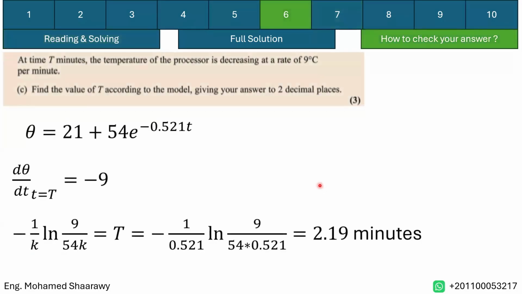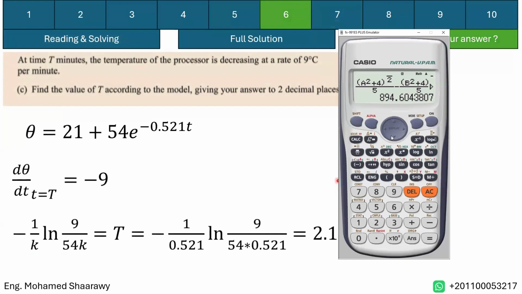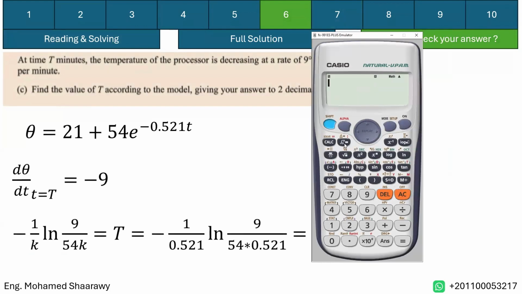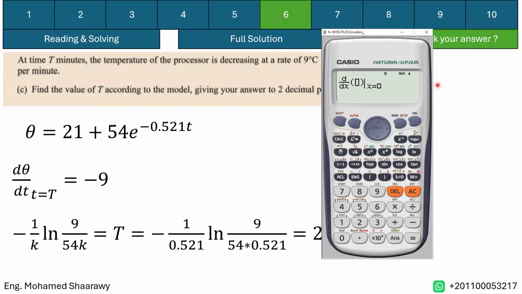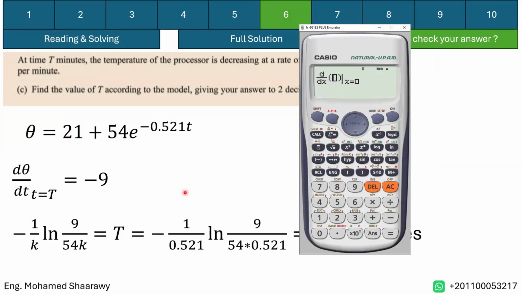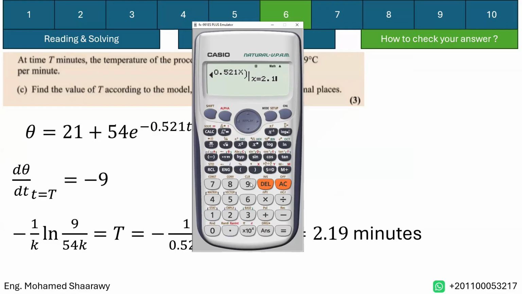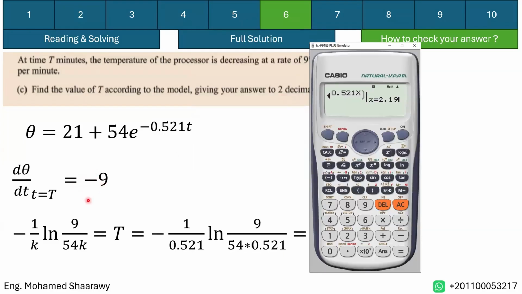Alright, how to check this in the exam? Let me evaluate the differentiation at this value, which is 2.19. Of course, it's an approximation, but it will work. So this is my function: 21 plus 54 e to the power of negative 0.521t. I need to find this at t equals 2.19, and now the answer should be very close to negative 9. Actually, negative 8.988 is very close to negative 9, so I'm correct.